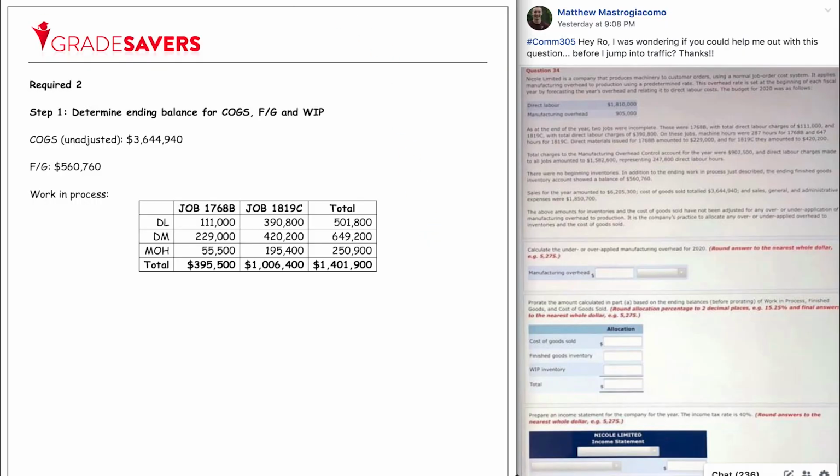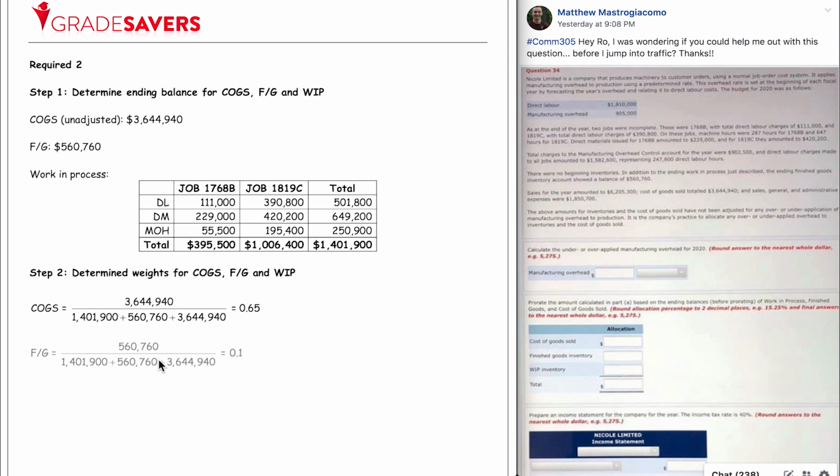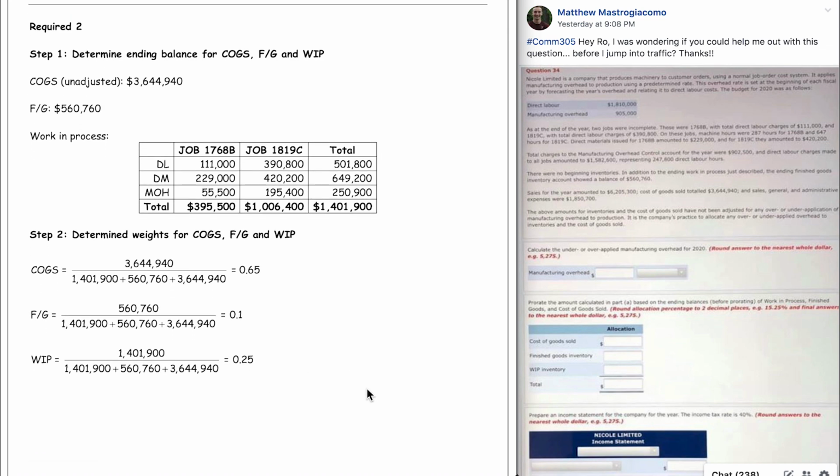Now that we know the ending balances for finished goods, work in process, and cost of goods sold, the next step is going to be to use these balances in order to determine the weights for each of these accounts. How do we calculate the weights for each? We're simply going to divide the ending balance of one of them by the ending balance of all 3 accounts added up. So for example, the weight for cost of goods sold would be the ending balance of cost of goods sold divided by the 3 ending balances added up. So we can see that cost of goods sold make up 65% of the total. We can apply the same logic to our finished goods and to our work in process inventory.